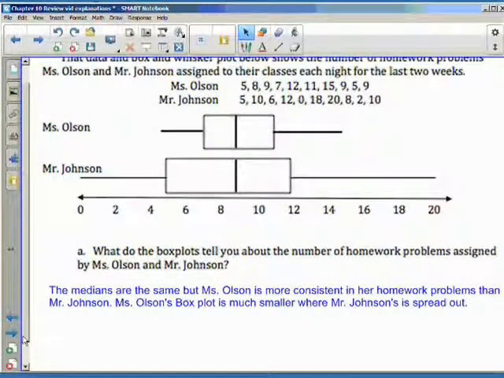In fact, on average, or in the middle, their middle amount of values they would assign is going to be right around 9. But Miss Olson is more consistent in her homework problems in terms of how many she assigns per assignment, where Mr. Johnson's box plot shows a spread. So he might assign all the way down to 0 problems for one assignment, but up to 20. Miss Olson assigns more consistently between 4 and 15, it looks like, roughly.